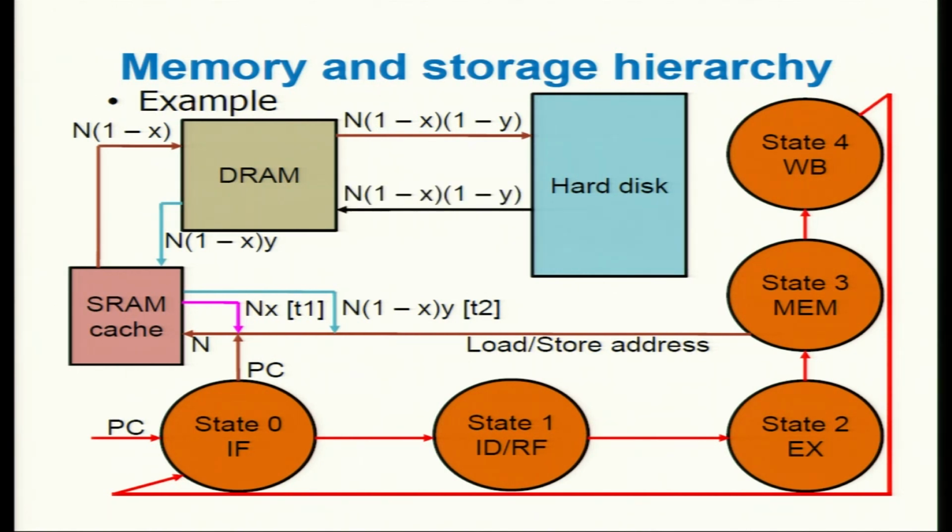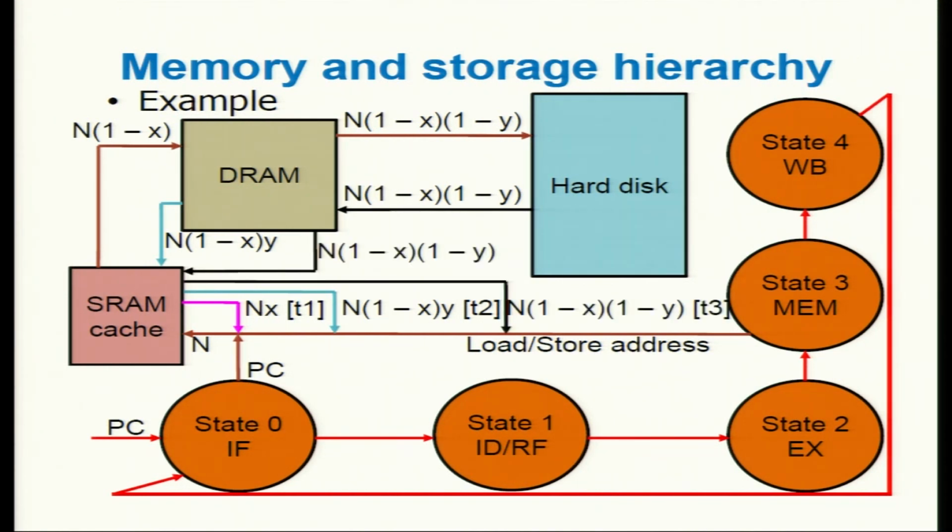So it returns back to DRAM, DRAM forwards that back to SRAM, and SRAM forwards that back to the processor. Let's assume that the time taken here is t3, the round trip. One thing to keep in mind is that when something is returned back, that is also filled in that particular level. For example, this amount of data, which was not there in DRAM, when it comes back from hard disk, it will be filled in DRAM.